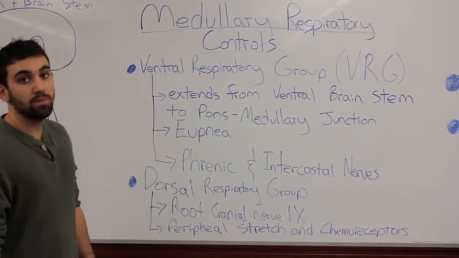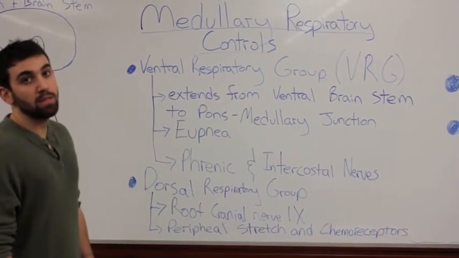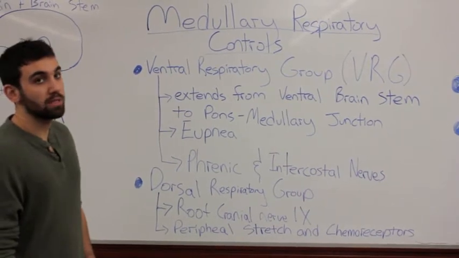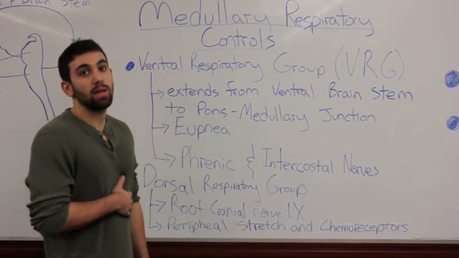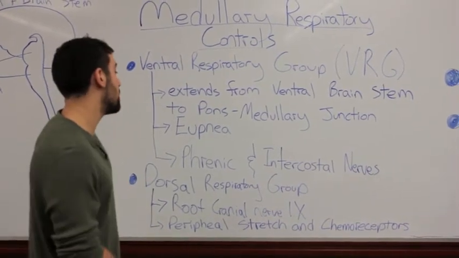When inspiratory action potentials fire, thoracic capacity increases and air comes into the lung. When expiratory action potentials fire, the muscles relax, thoracic capacity decreases, and air moves out of the lung.